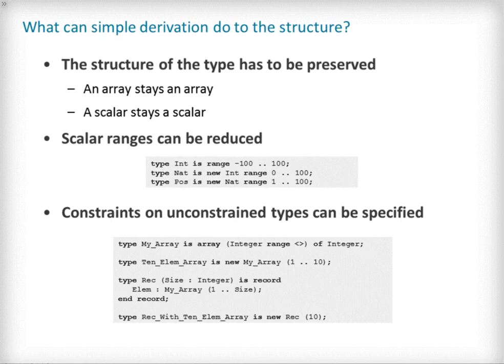The type int has a range from -100 through to 100, and both the derived types nat and pos go on to reduce this inherited range during their declaration. Any unconstrained types can also be specified in a derived type declaration, which is a very powerful feature. Here we can see an unconstrained array type called myArray being constrained when used to derive 10 elim array, and also when used to type a field within the record rec.